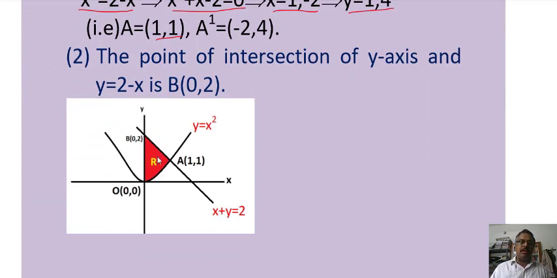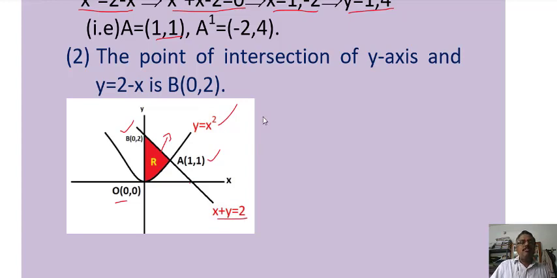Clearly, this is the straight line x plus y equals 2. This is the parabola y equals x square. The point of intersection is 1, 1. The y-intercept is 0, 2. The other intercept is not required. This is the origin. So this is the total region. According to the given problem, we have identified the region.